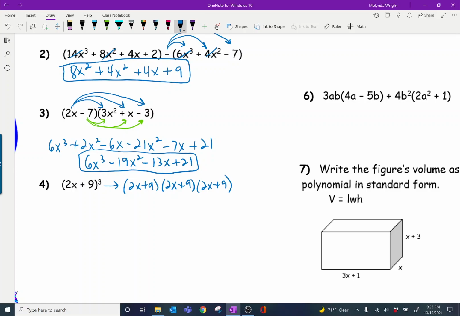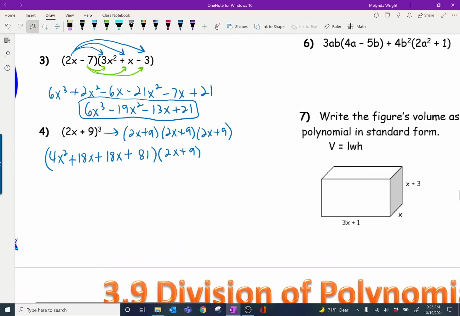So what would we do? Not cry. Okay, we're not going to cry. We're just going to work it through. So let's FOIL the first two together. So I have 4x squared plus 18x plus 18x, 9 times 9 is 81. Okay, got that. And that's times (2x + 9).